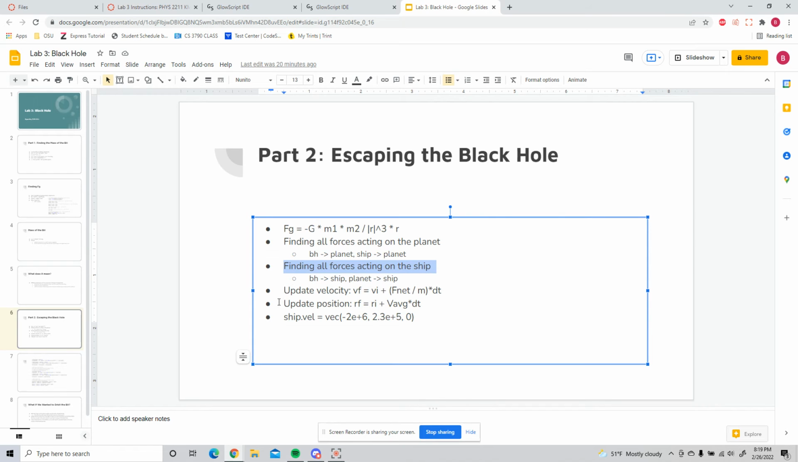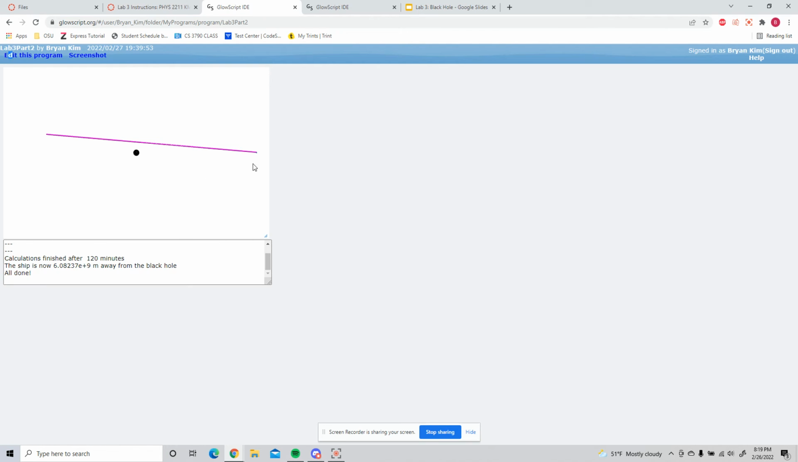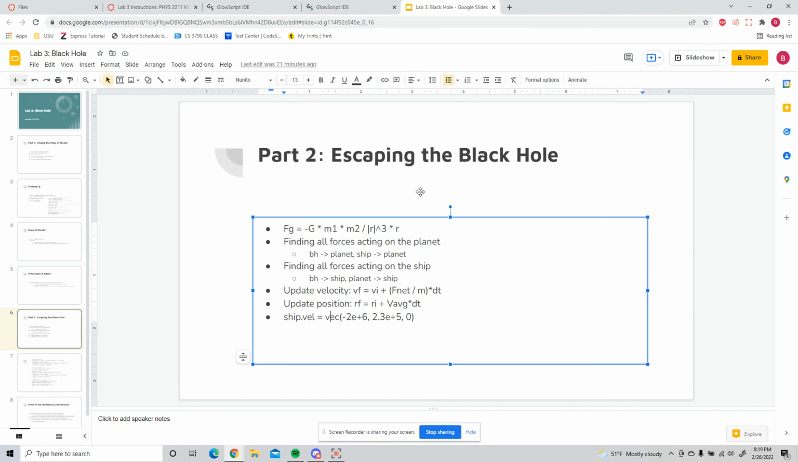Whenever we find the forces, we update the ship's and the planet's velocities and positions, one after the other. And once that happens, you could guesstimate a ship's initial velocity. I could show you. This model shows a ship's trajectory. It barely grazes the black hole without actually crashing into it, and just leaves the system at the same time, which is what we wanted.